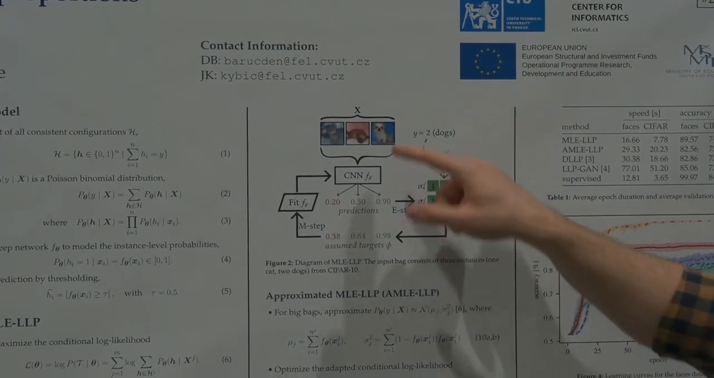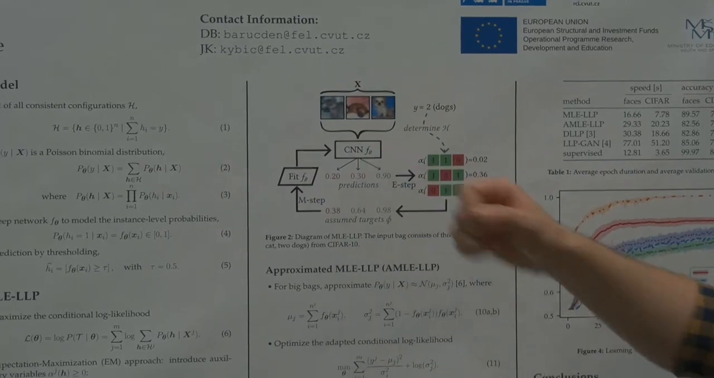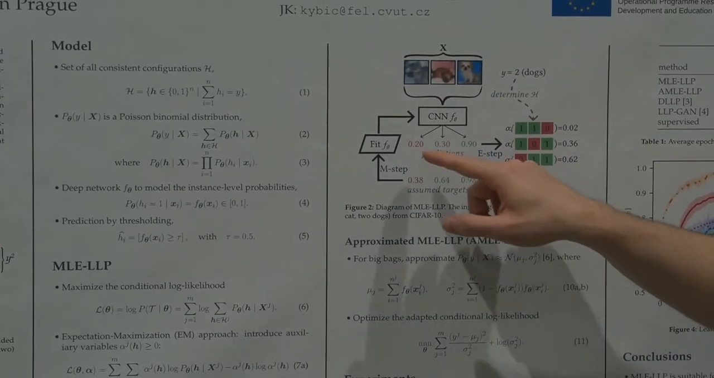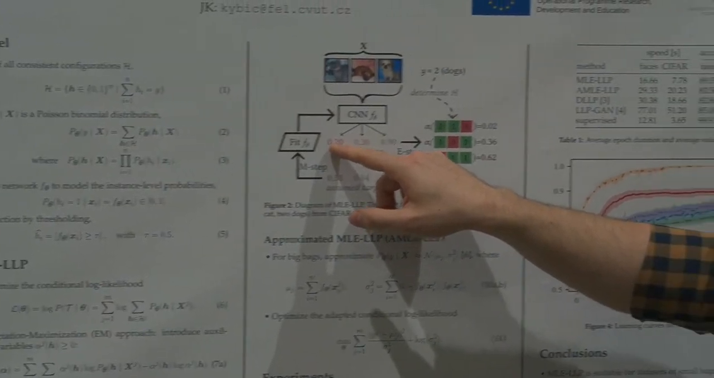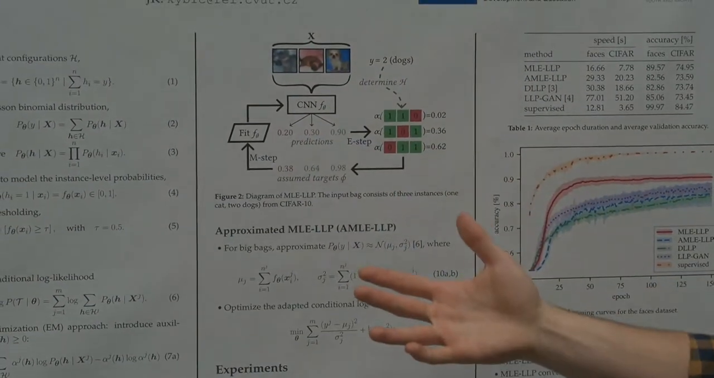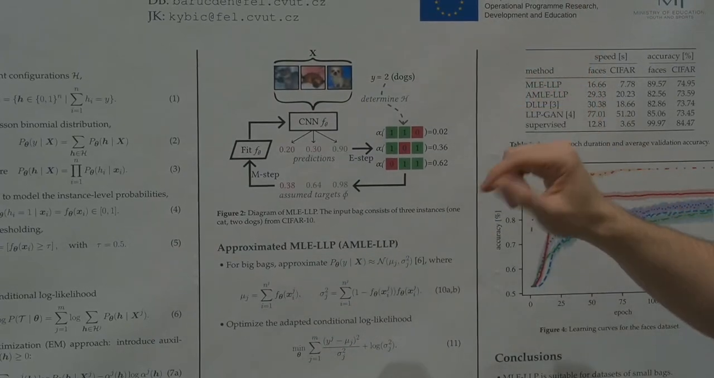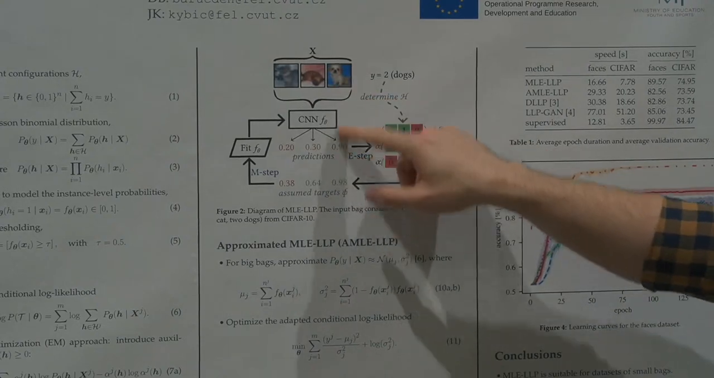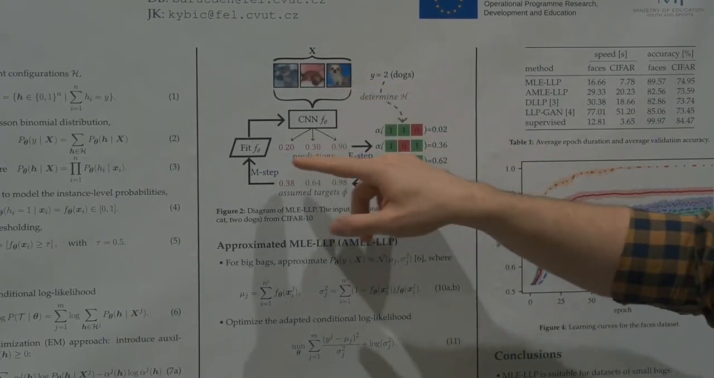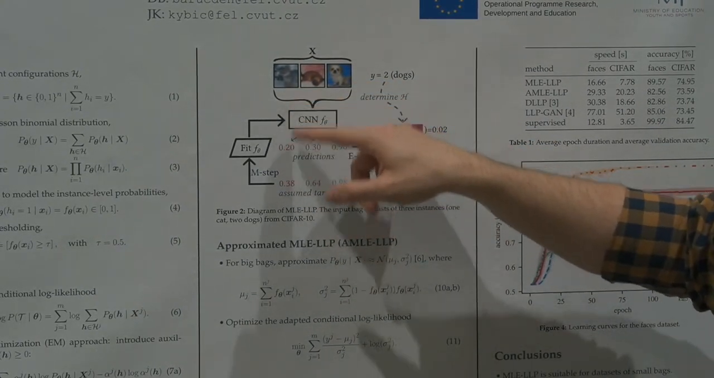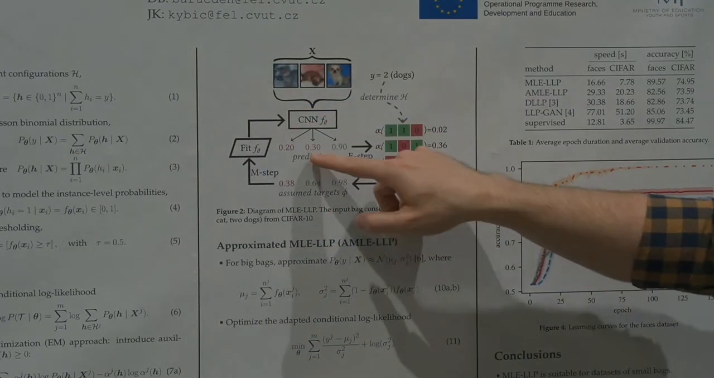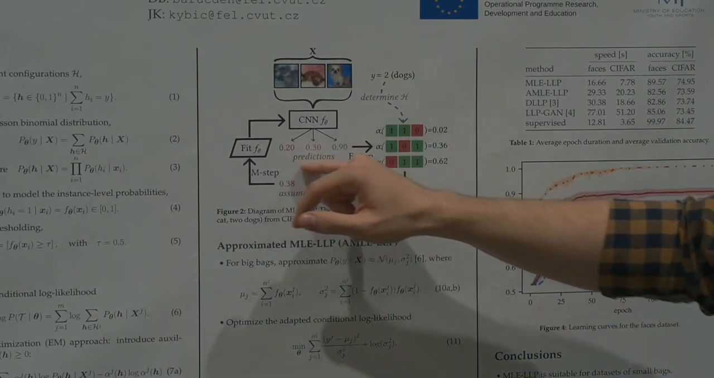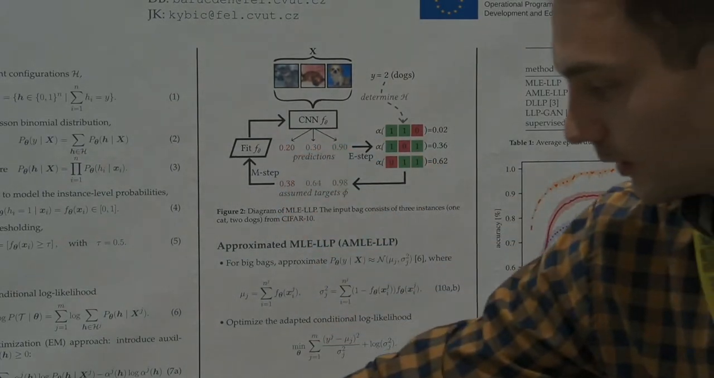The first thing we do is feed the instances to our deep network model, and we get predictions. These are probabilities of each instance being a dog. An interesting observation is that, for example, this prediction is already kind of good, so this is really a dog. And this prediction is also really kind of good, so this is really a cat, but this one is kind of failing.